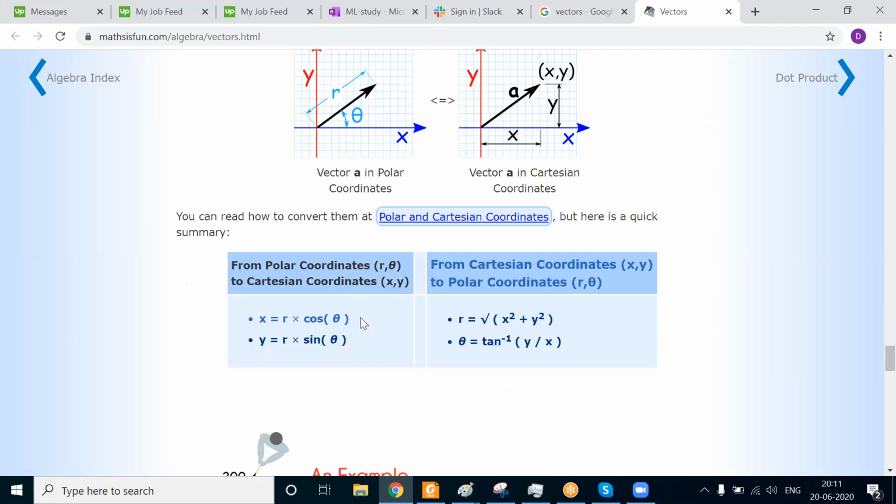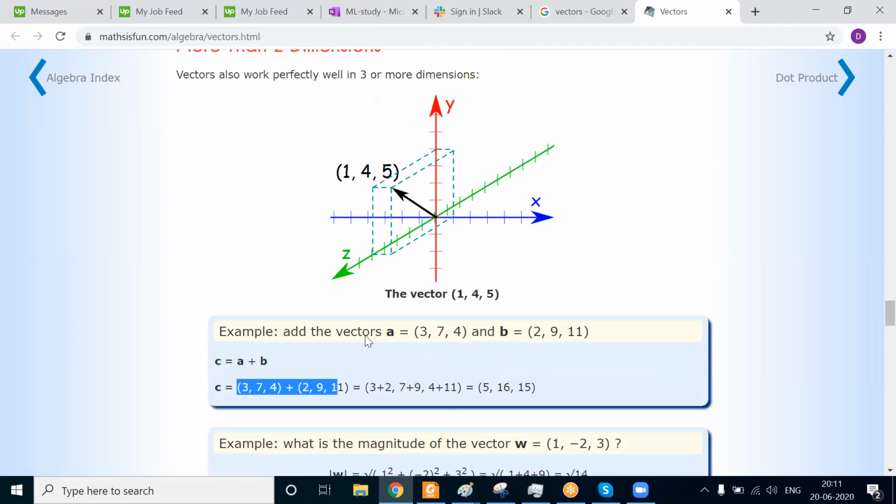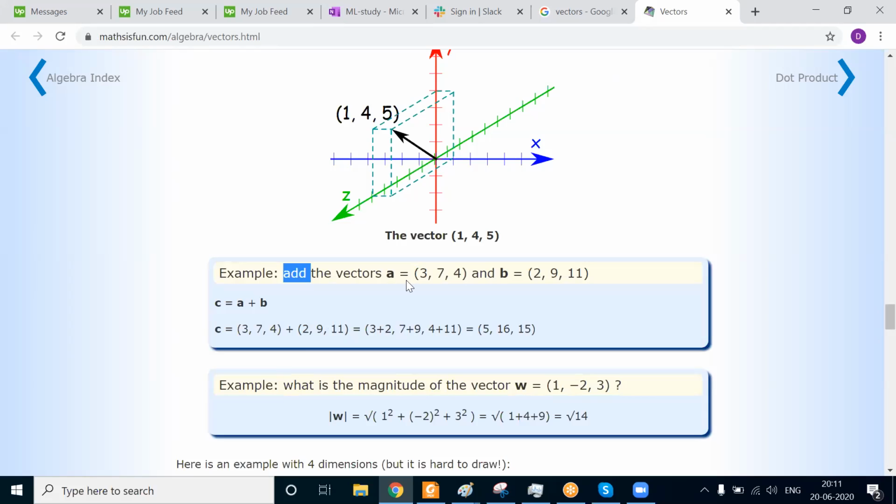It is not shown here. Okay, anyways, I think it should give you the example of dot product. So if you want to do the dot product of this, it will be 3 into 2, that is 6. 7 into 9, that is 63, and 4 into 11, that is going to be 44. So 6, 63, 44 will be the dot product of two vectors.